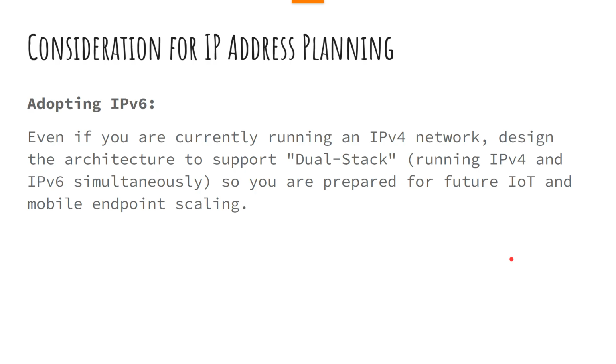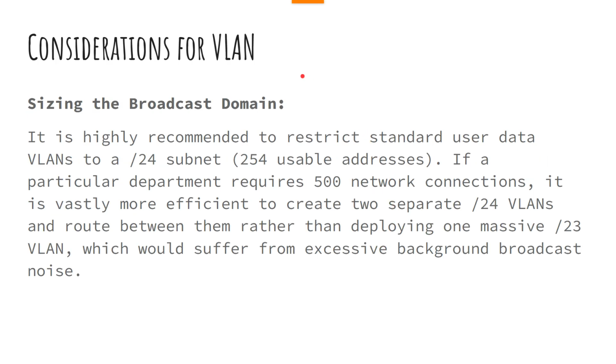And since you may have certain legacy systems or old systems which are running on IPv4, you cannot do away with IPv4. So it is always better to look for a dual stack kind of system. Now, those are the considerations which we need to make for IP addressing. Now let's look at the design considerations for VLAN.